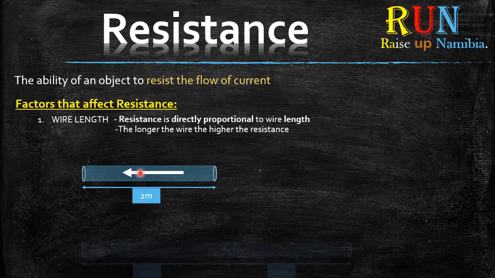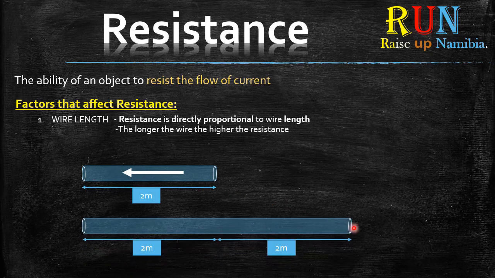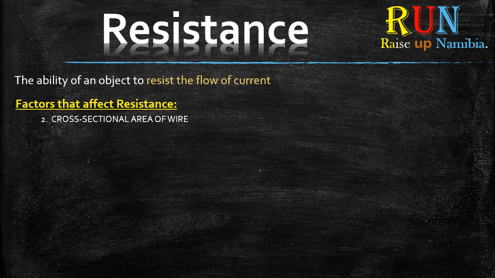Now think of it this way. If you have another wire which is longer, say for example it's 4 meters long. Now for that same exact charge to flow through the longer wire, it needs to do double the work it's doing in the shorter wire. Okay? So hence, the longer the wire, the more the resistance. The shorter the wire, the smaller the resistance. Okay? Let's look at factor number 2.